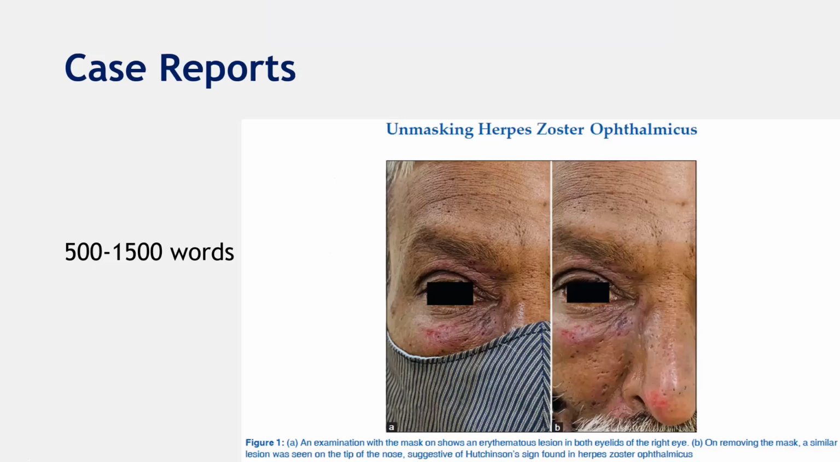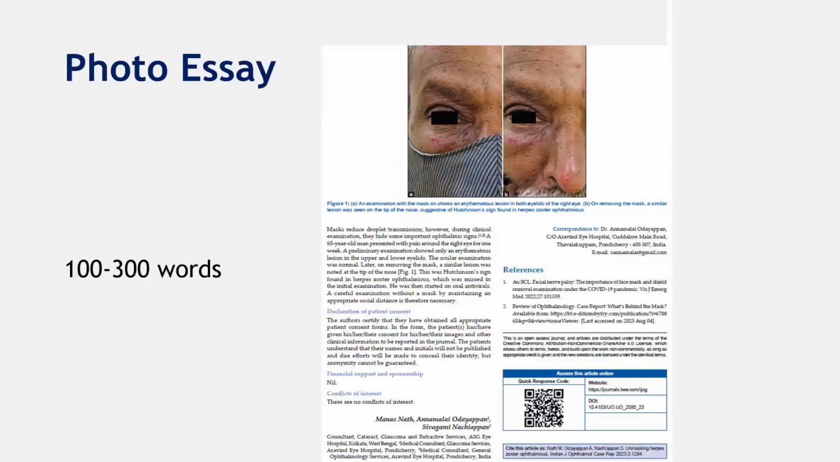But the problem is, for a case report, we can have 500 to 1500 words. But in this particular scenario, we don't have much to discuss for 500 or 1000 words. So what we can do is convert it into a photo essay. A photo essay is similar to a case report, except that you describe it very briefly. It includes just 100 to 300 words.